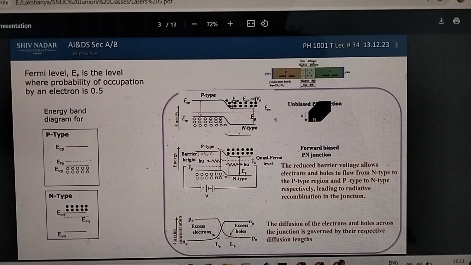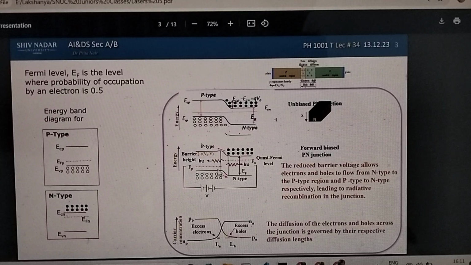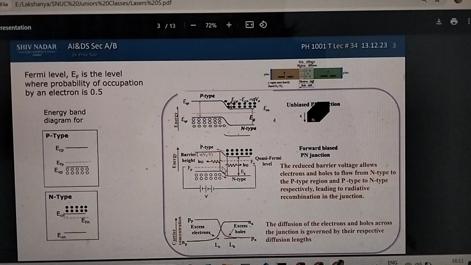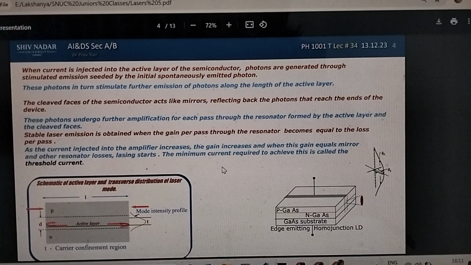So the length of the junction region plays an important role in how much recombination takes place, because the longer it is going to be, the more electrons and holes will be there, so the more recombination can take place. So that is that. Again, a quick overview of the same process.